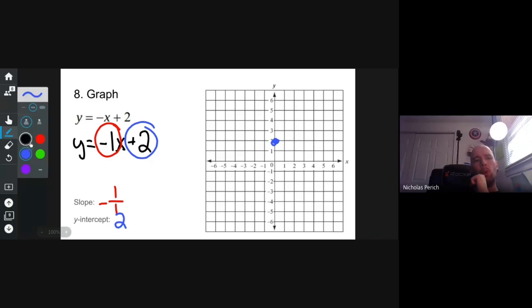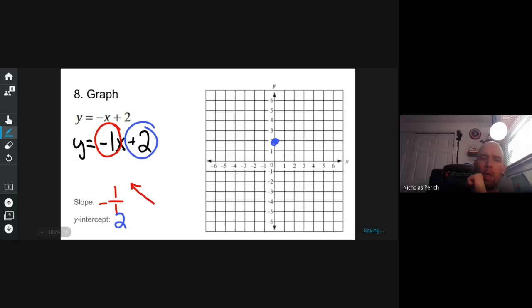Step 4 says, use your slope to make more dots. Now, my slope is negative, which means it's going to go that way. Slope means rise over run. So what's negative 1 over 1 look like? Up 1, left 1. So go to that blue dot over there and go up 1, left 1, put a dot. Up 1, left 1, put a dot. Up 1, left 1, put a dot.